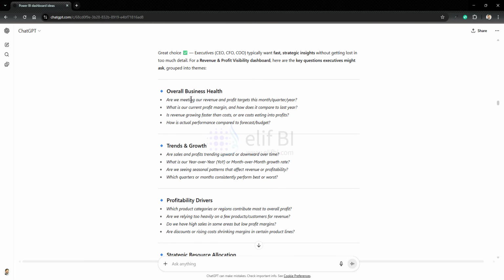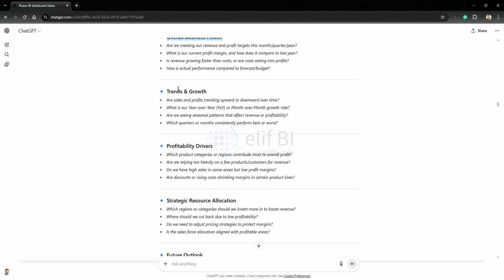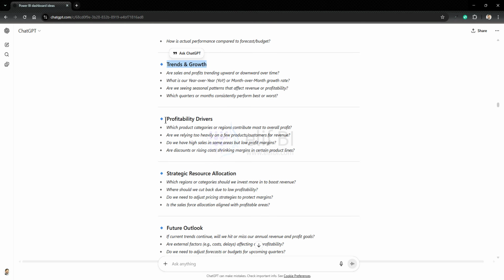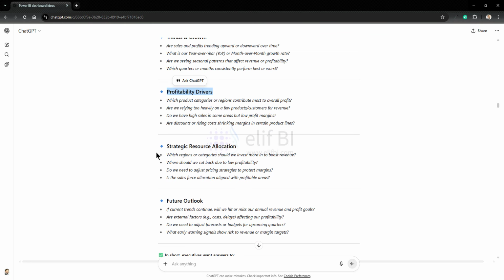Now, if you ask me, I'll just go a step ahead. What it means is overall business health, that would be defined by the KPIs, and we would see that in the next steps. Trends and growth would be defined by the line charts and the column charts, that we would have some kind of monthly trend. Profitability drivers would be the drivers like the regions, products, and customers. Strategic resource allocation, we would be talking about the sales team.